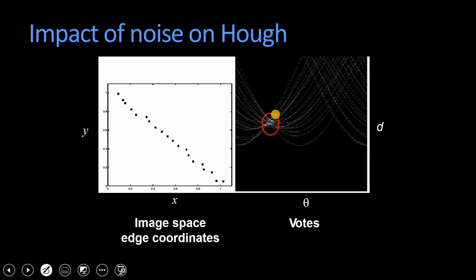single point. To solve this problem, one thing that can be done is that maybe the voting bin size can be increased. Then all of these points, or most of these points, can vote for the same bin. You see over here in the image space we have x and y, in the Hough space we have theta and rho.